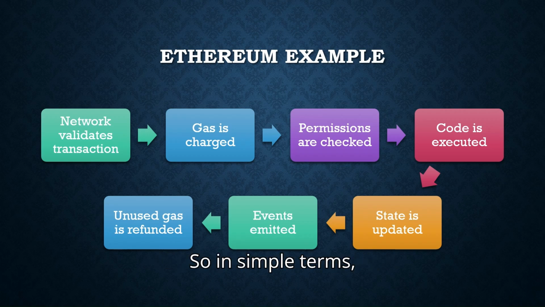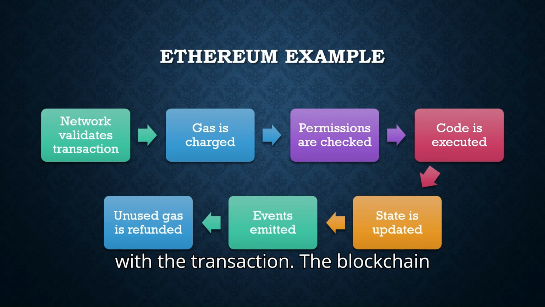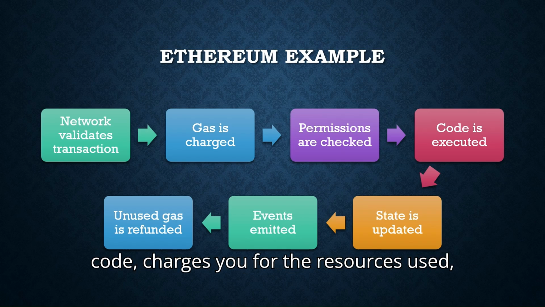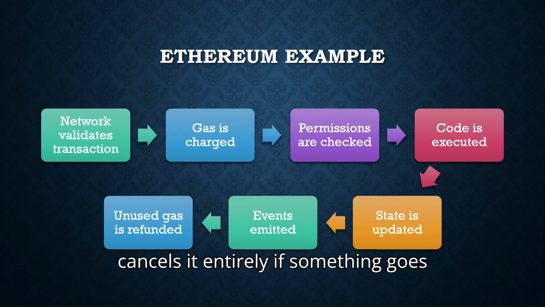So in simple terms, smart contracts run when you poke them with a transaction. The blockchain checks that everything is valid, runs the code, charges you for the resources used, and either completes the transaction or cancels it entirely if something goes wrong.